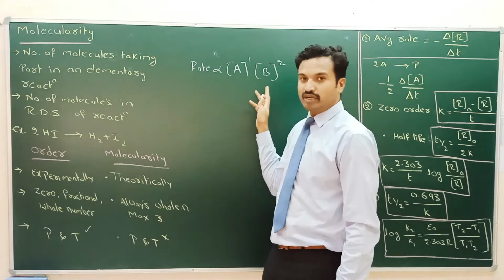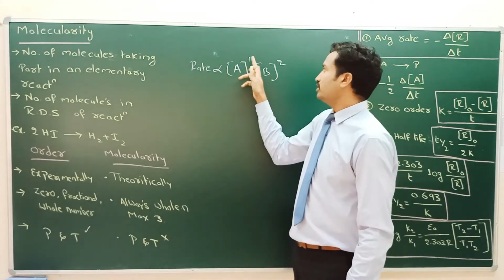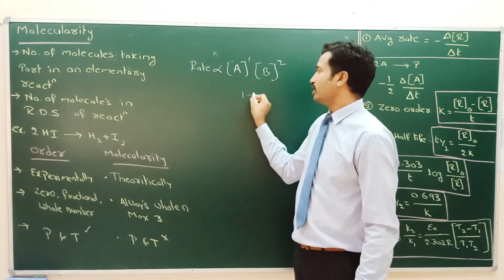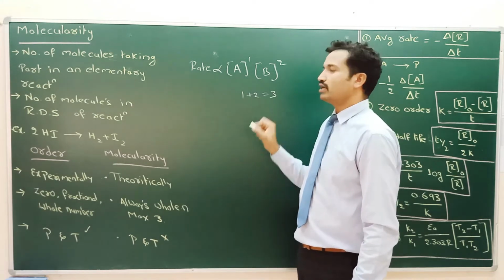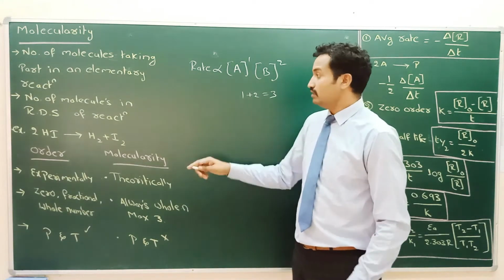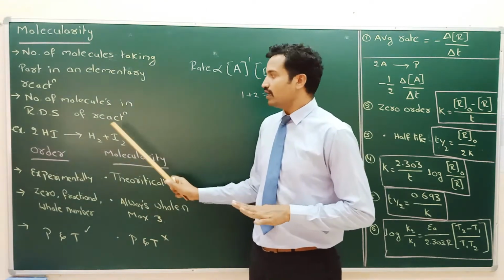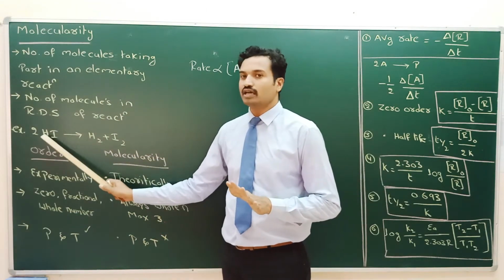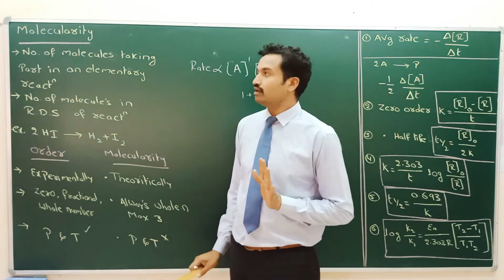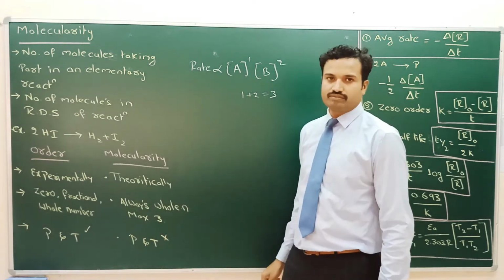If this is the experimental rate equation, the sum of the powers of concentration terms is 1 plus 2, then what is the order? Order is 3. This is molecularity. It is from theoretical data. Theoretical data is how many molecules are involved in the reaction. That is theoretical data.